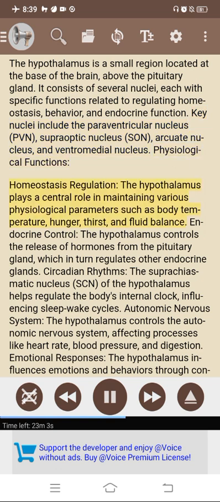Physiological functions. Homeostasis regulation. The hypothalamus plays a central role in maintaining various physiological parameters such as body temperature, hunger, thirst, and fluid balance. Endocrine control. The hypothalamus controls the release of hormones from the pituitary gland, which in turn regulates other endocrine glands.